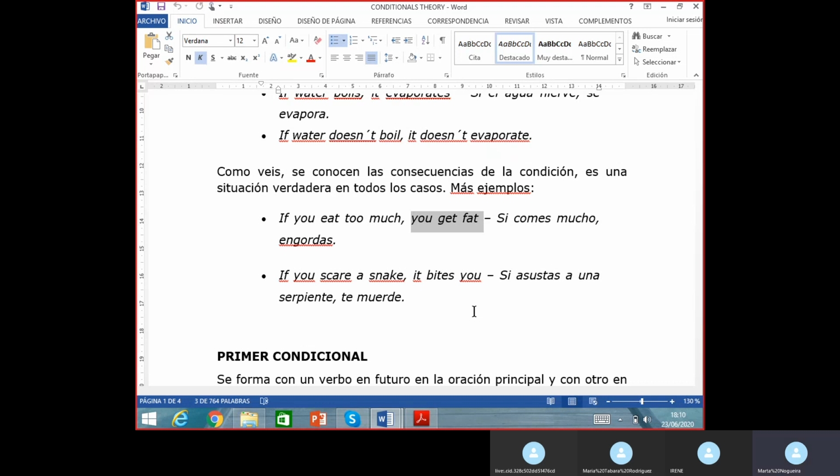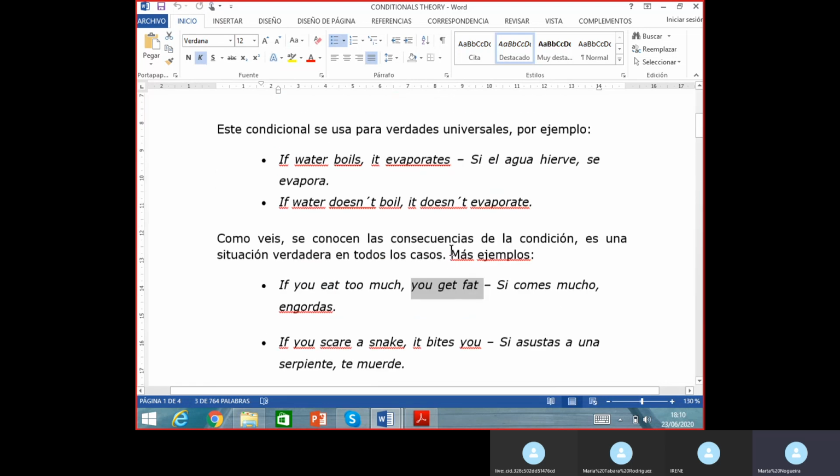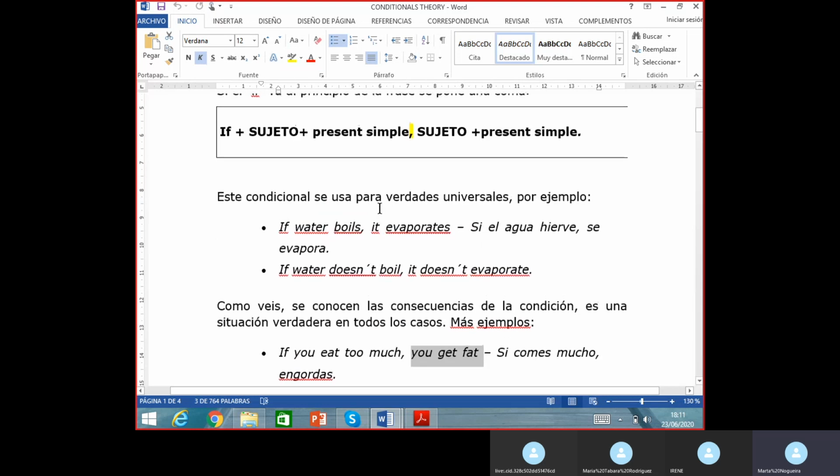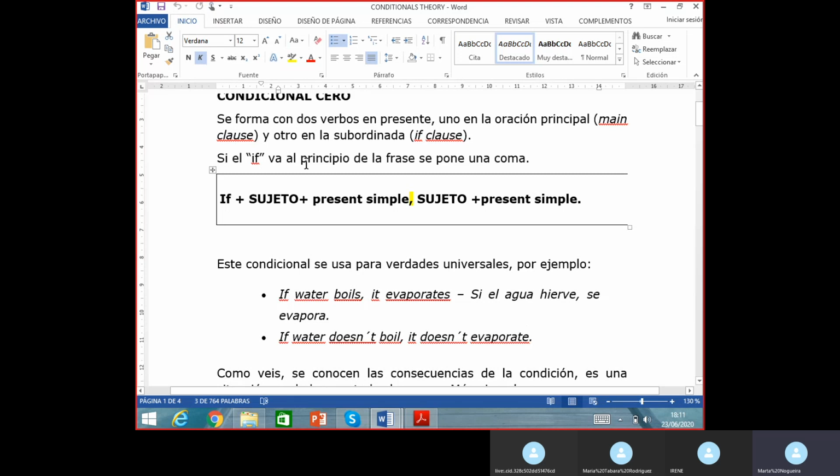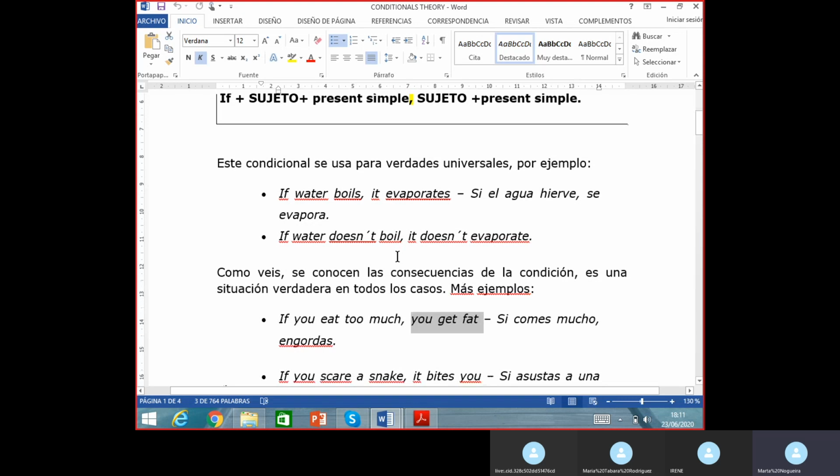If you scare a snake, it bites you. So you can put it in the negative or in any tense or whatever. What I have put in here is the statement. But you know that if it is negative, you are going to put if plus the subject plus the present simple in negative. So we would have don't or doesn't, okay? And if I want to make a question, I would start with do or does.